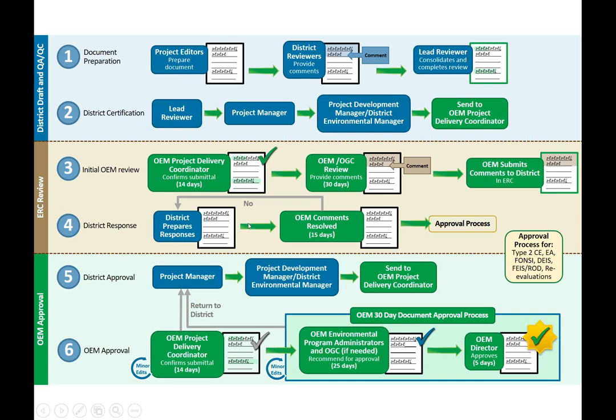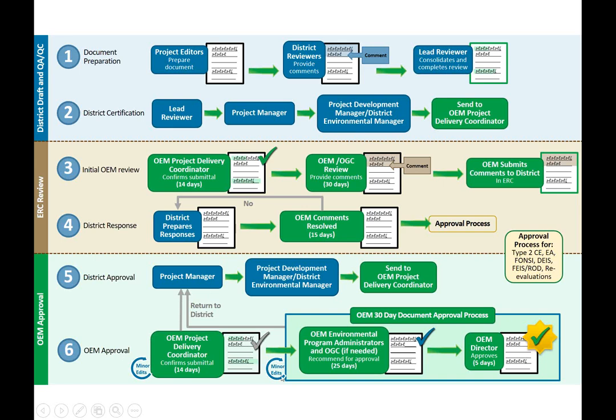The district prepares responses. OEM, the staff up here, has an opportunity to review those responses. And then if everything's good to go, it begins the approval process. The local district project manager is told, yes, go ahead and approve it. It moves up to their leadership. That leadership makes a recommendation to approve that document, whether it's a Type 2, an EA, EIS, or one of those reevaluations. They send it up to the Office of Environmental Management, who verifies it. Hopefully, if not, they can send it back for some more work.